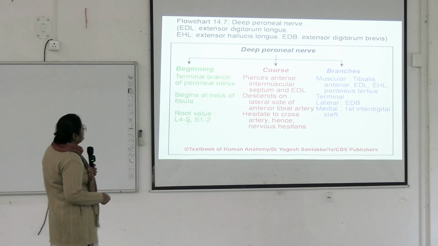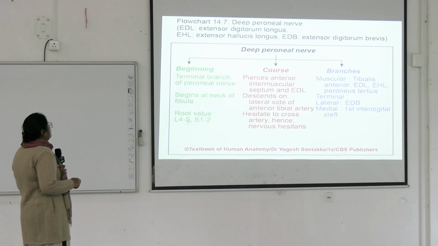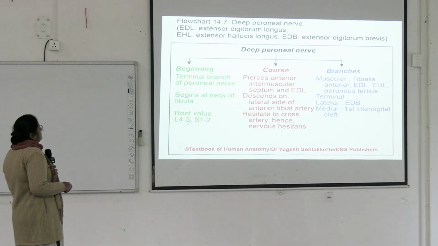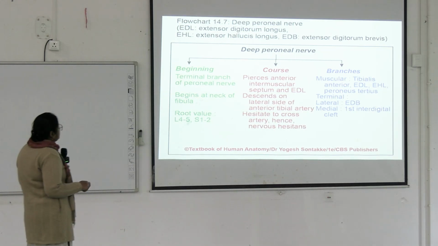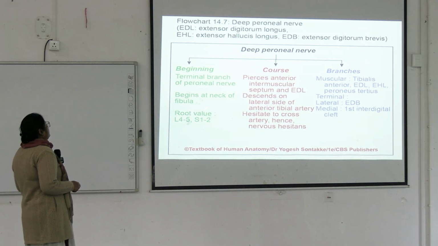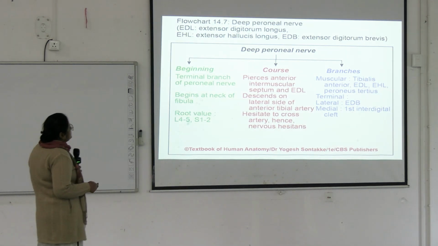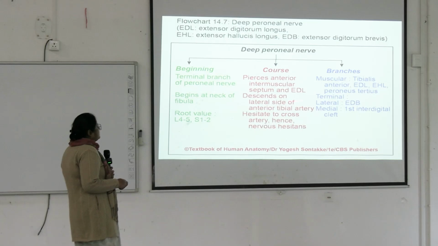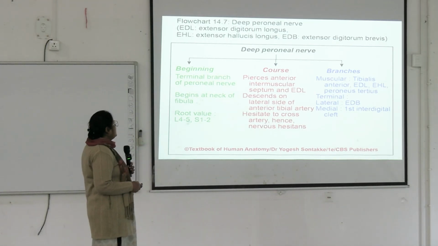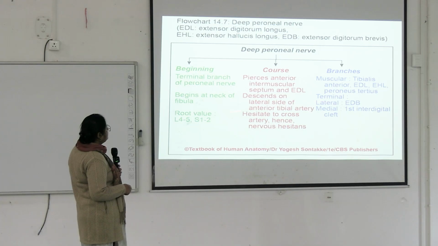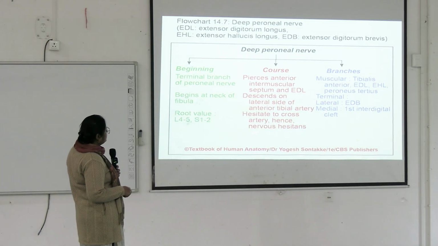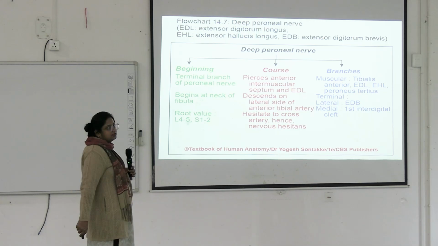So this is the summarization of deep peroneal nerve. First is the beginning. It is the terminal branch of common peroneal nerve, begins at the neck of fibula and root value is L4, L5, S1, S2. Course: it pierces the anterior intermuscular septum and the extensor digitorum longus and descends on the lateral side of anterior tibial artery, and it hesitates to cross the artery, hence called the nervus hesitans.